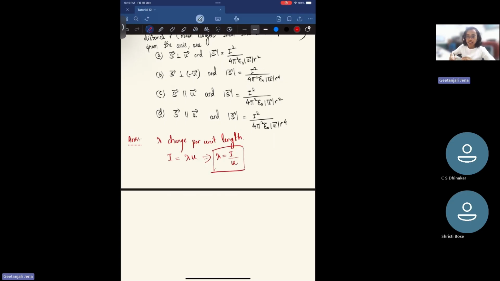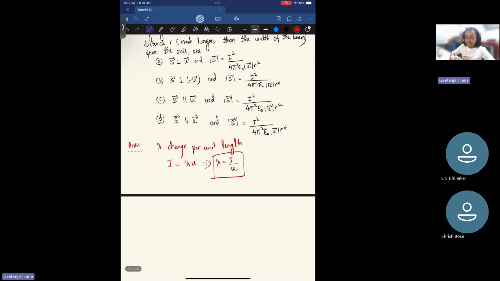Okay, so we have lambda is I by u. For this lambda charge distribution, you can use the Gauss law to find the electric field. You can take a Gaussian surface, which will be a cylindrical one, right? The electric field is in the radial direction, and you take the surface area of this cylindrical portion, which is 2 pi r.